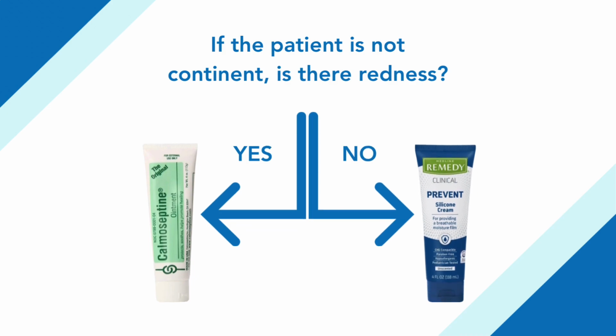If the patient is continent, you want to assess the skin and see if there's any redness. If there is redness, you will be using the camelseptine cream. If there is no redness, you will use our standard silicone barrier cream. These creams can be found in either your utility room or your medroom.